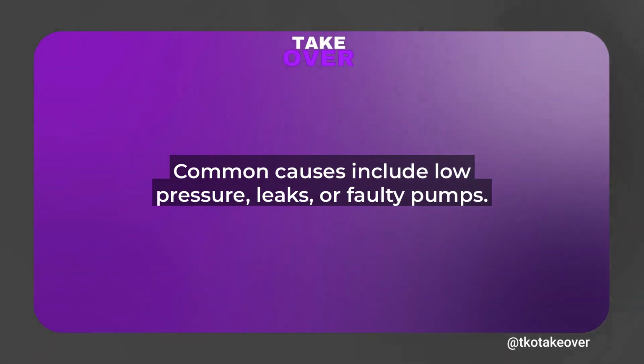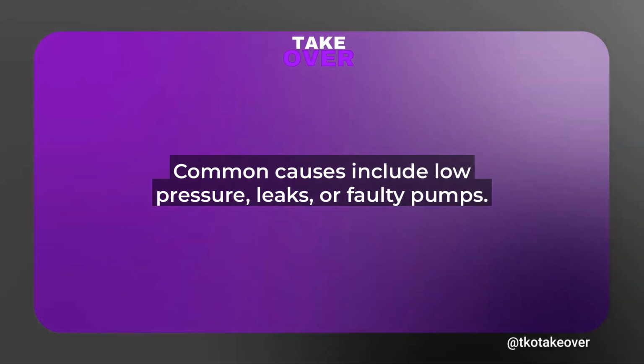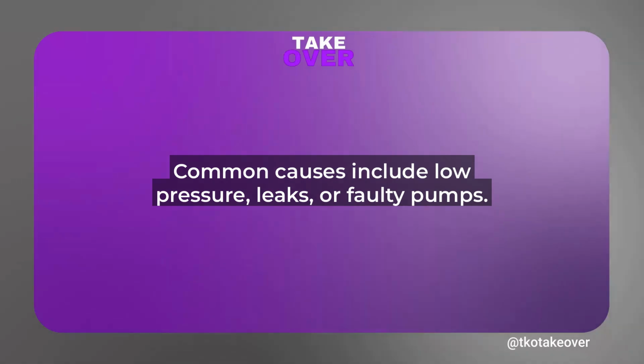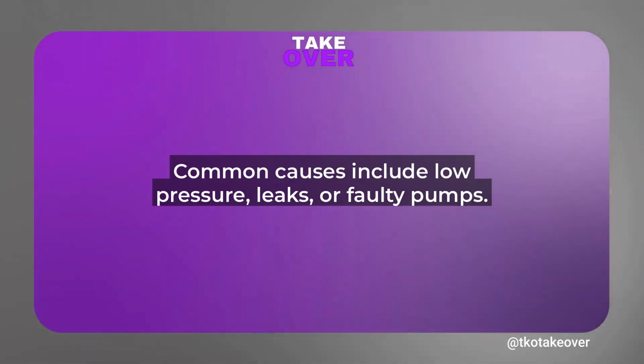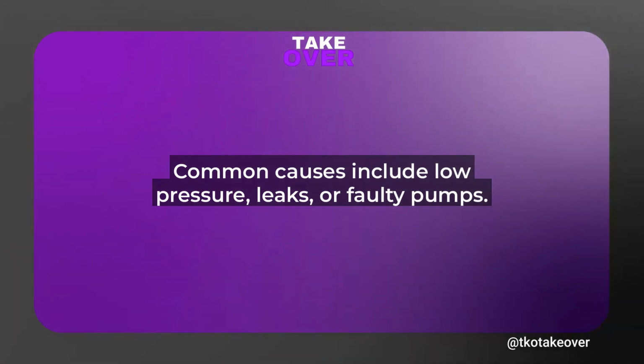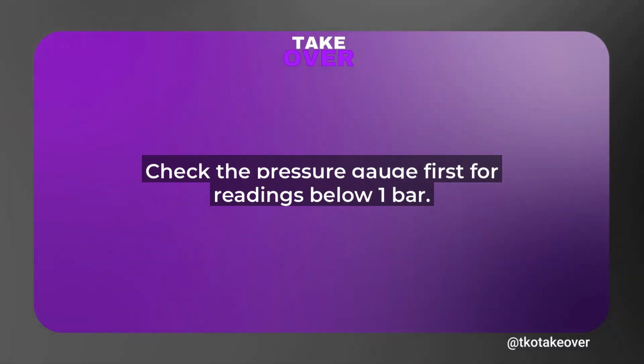First off, let's talk about what the E9 error code actually means. It typically indicates a problem with the water flow or pressure in your boiler system. This could be due to low water pressure, which is the most frequent culprit, or issues like a faulty pump or blocked filters. Understanding this is key because it helps you pinpoint the root cause without unnecessary guesswork.